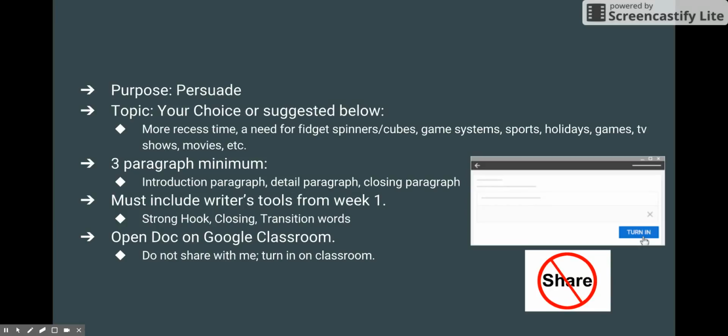And as always, please don't share with me. My drive, it will get cluttered. I will lose it. Please open it up on Google Classroom when it is becoming available, and please push that blue turn in button where it shows you over here, because I just want to see it in one location. It gets to be overwhelming when it comes in, when I have other documents coming in as well.